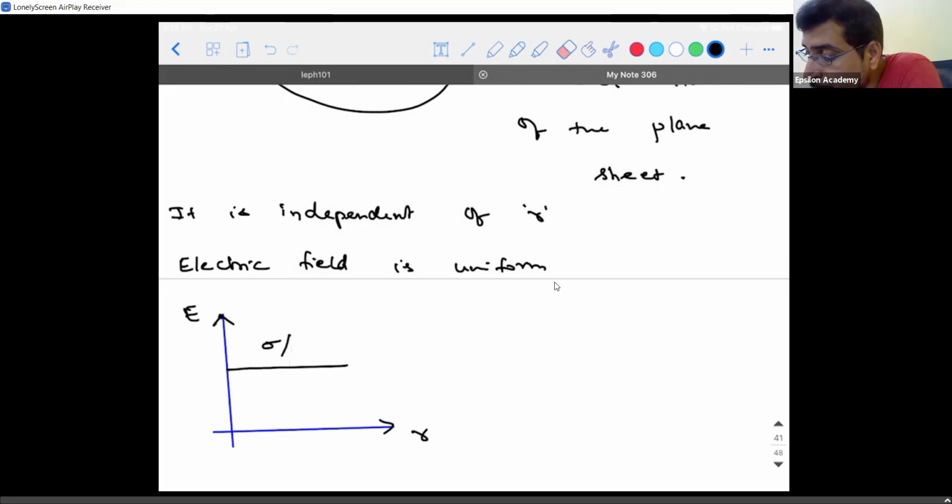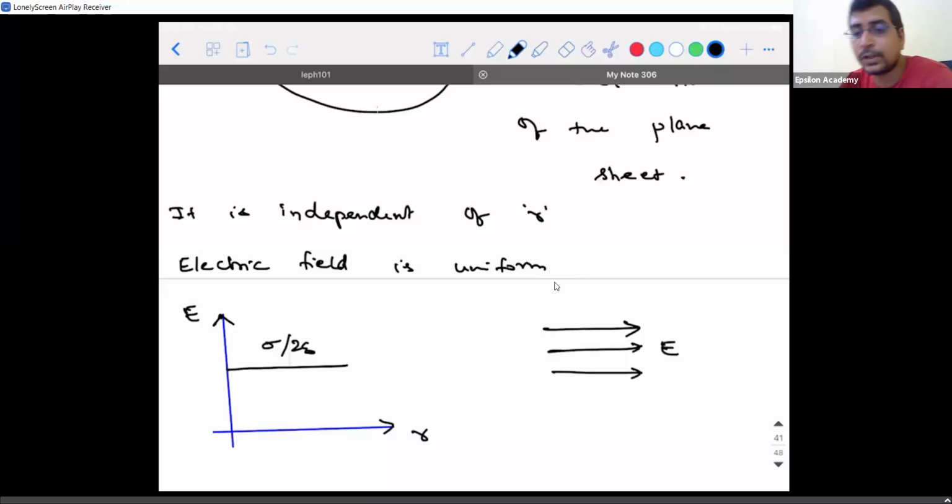And I told you previously, whenever you talk about uniform electric field, for every electric field there should be a charge source. So going forward, if I ask you, tell me the source which can produce uniform electric field, what are you going to say? It is a plane sheet. So plane sheet is the best source for you to generate a uniform electric field.